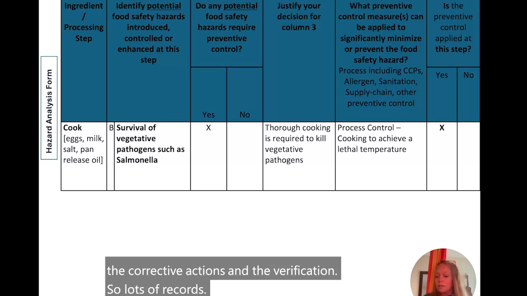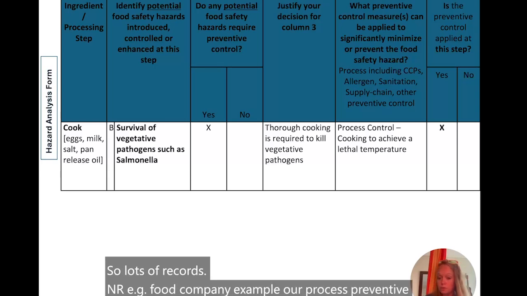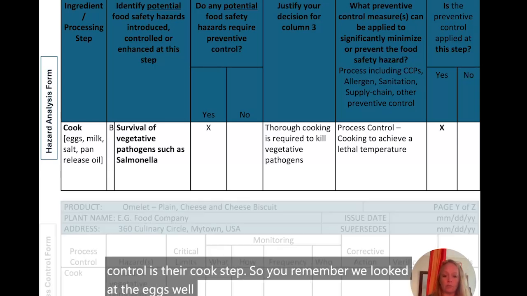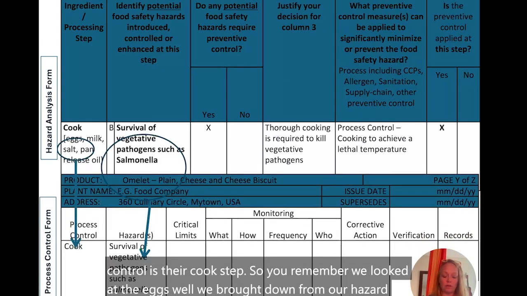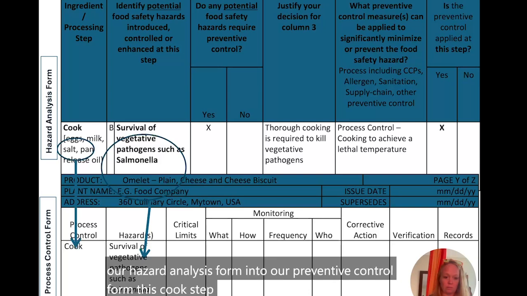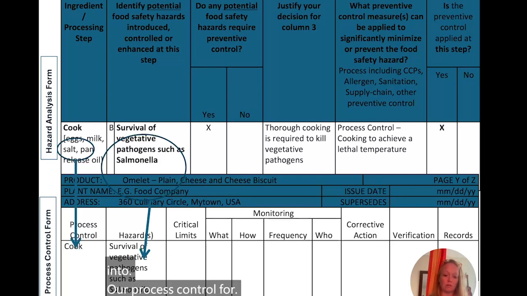In our EG Food Company example, our process preventive control is their cook step. So you remember we looked at the eggs? Well, we brought down from our hazard analysis form into our preventive control form this cook step. So the step is cooking. The hazard is survival of pathogens such as salmonella. So that goes into our process control form. And now we get to fill out the rest of it.